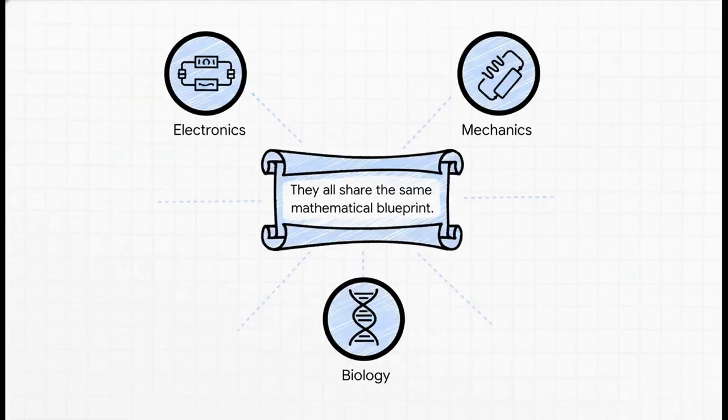And that's the secret. That's the big reveal. Underneath all the specific stuff, the resistors, the springs, the body's enzymes, they are all what we call first-order systems. And here's the cool part. Once you understand this one blueprint, you suddenly have the key to understanding and predicting how all of them behave.